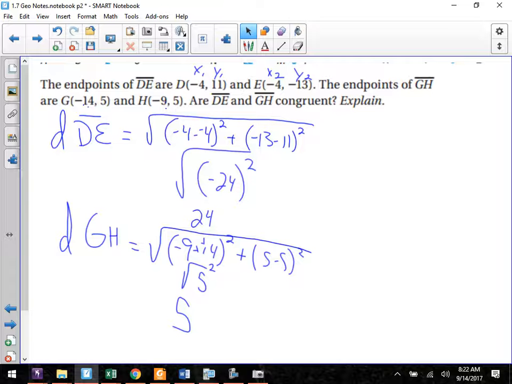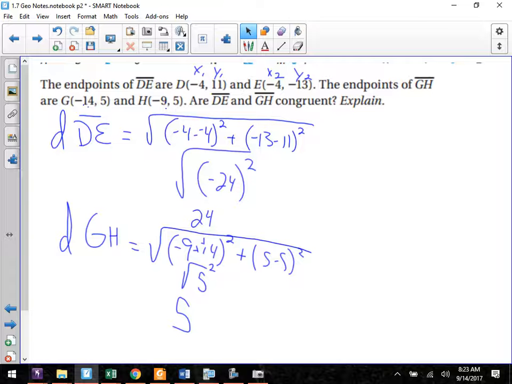Does 24 equal 5? Nope. Are they congruent then? Nope. So that's one of those examples where you have to use the distance formula to figure that out, because I remember we did those in class where we had, are these segments congruent?